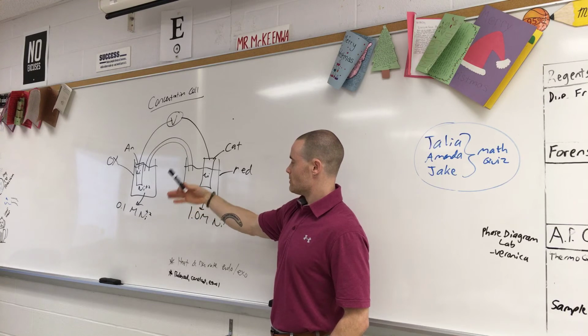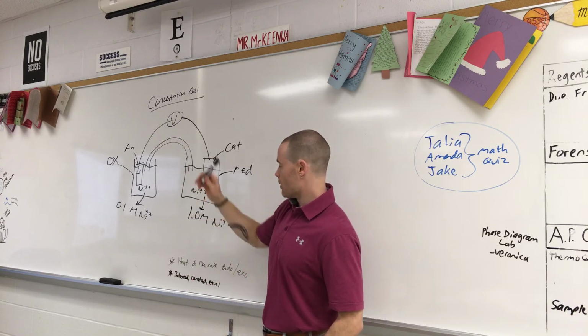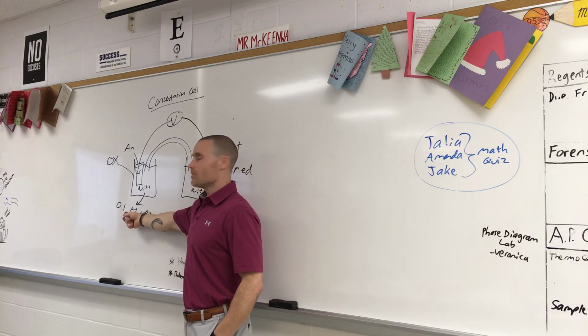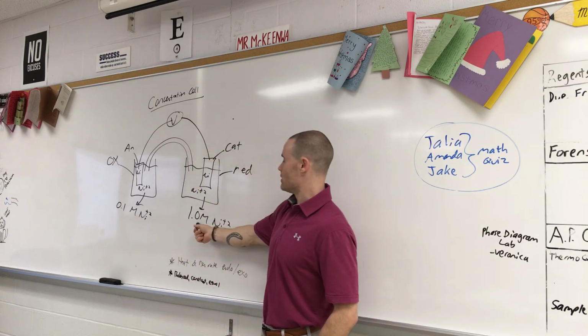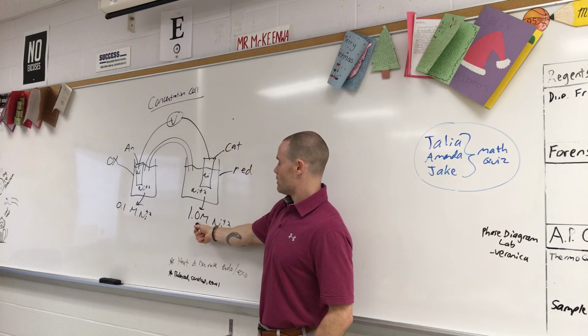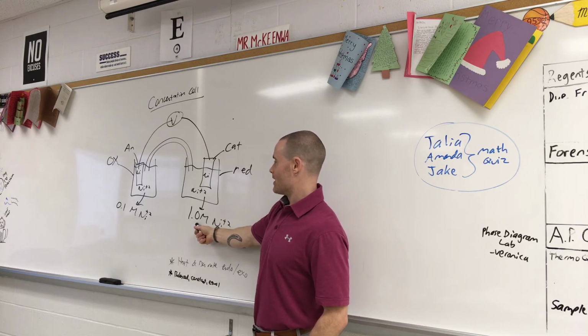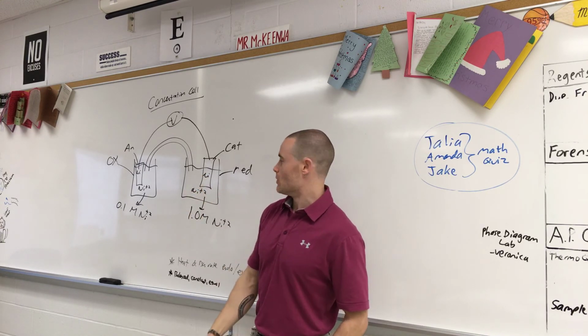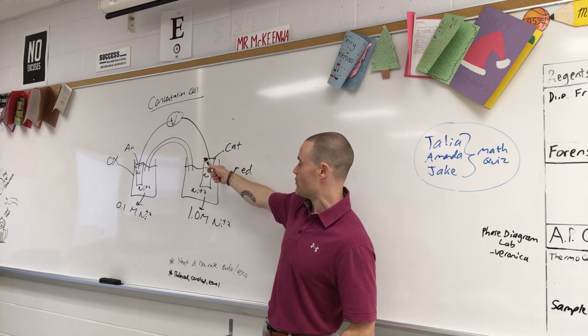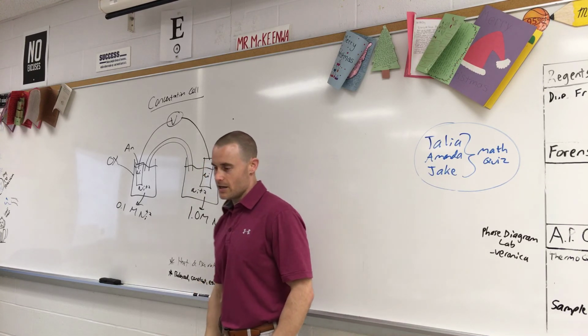Now, one of two things: either this number needs to get larger or this number needs to get smaller, or both. Both need to move. Okay, good. And when it does that, it's at equilibrium. This is spontaneous the way I drew it. We'll talk Wednesday about why.